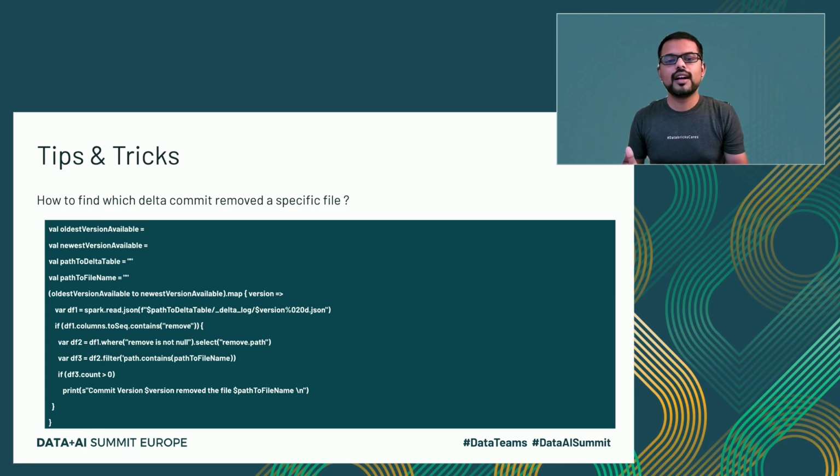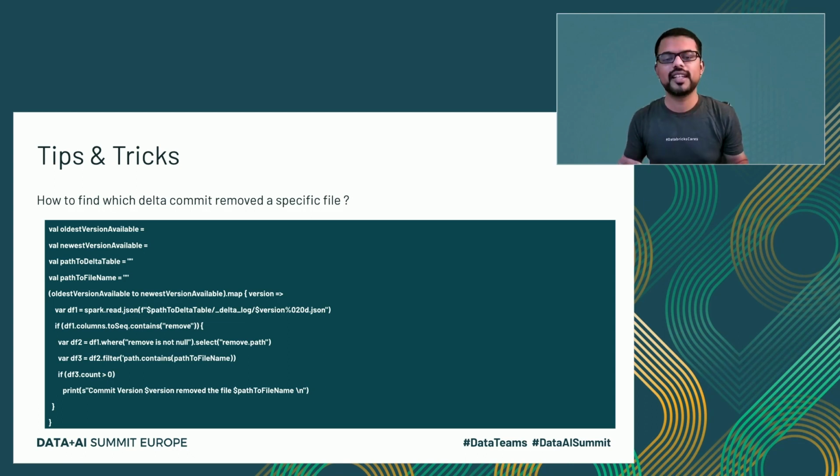Next is how to find which Delta commit removed a specific file. This is very instrumental in debugging certain issues. Let's say you are facing file not found exception or file read exception, and the error stack trace is pointing to a specific file, and you may need to find out what happened to this file, like which commit added this file and which commit removed this file. So it's not so easy to find out. This snippet of code can help you to find which commit removed the file.